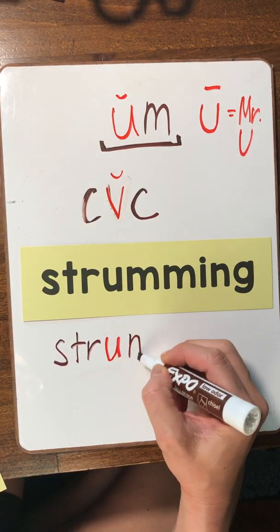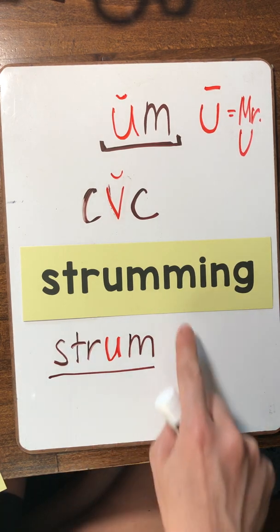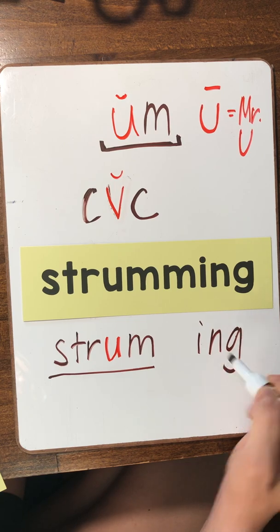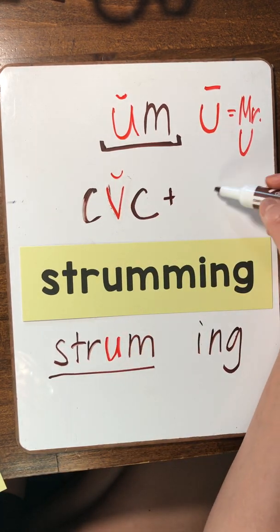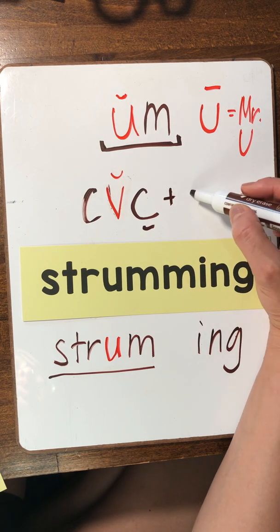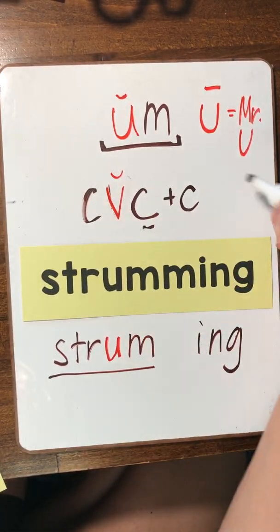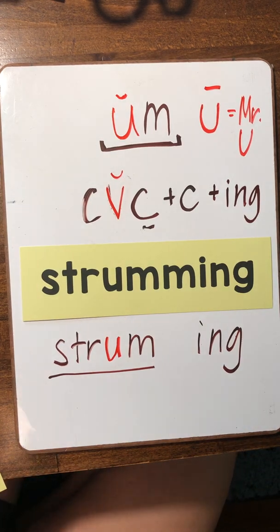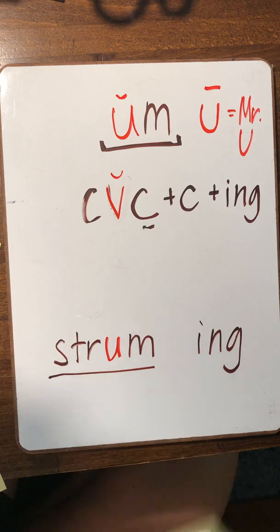Strum. So imagine this is the root word strum, to strum something. If you're going to add an ending like ing, because it's a consonant vowel consonant word, before you add whatever ending, you have to double the final consonant. You have to add another M. Does that make sense? And then your ending. In this case, it's ing. Let's see if I can find another word that shows that.